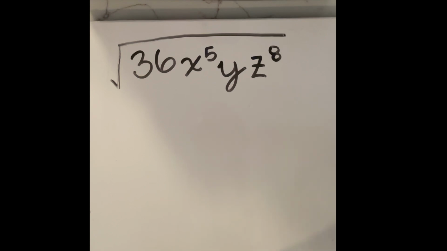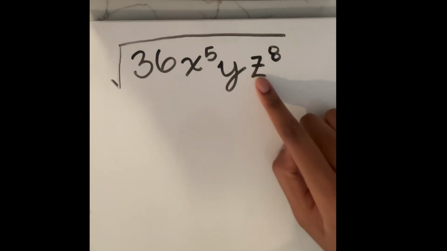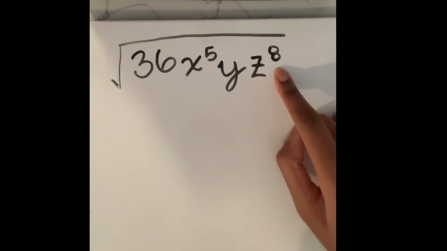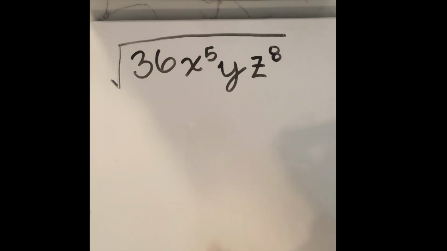All right, so we want to simplify this expression. We have the square root of 36 times x raised to the power of 5 times y times z raised to the power of 8. So in order to simplify this, we're going to first start by breaking this big expression down into smaller pieces.